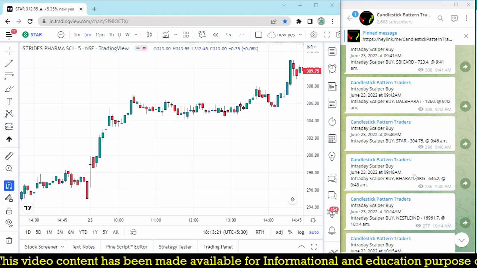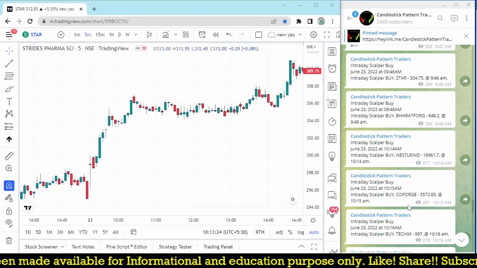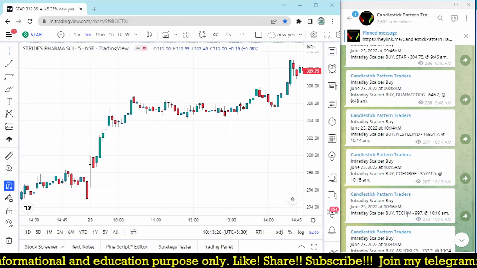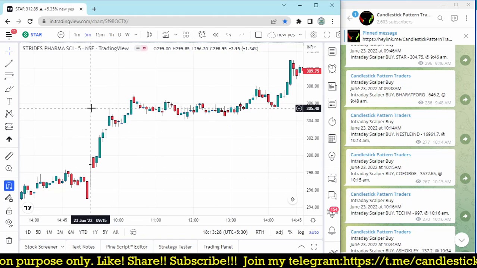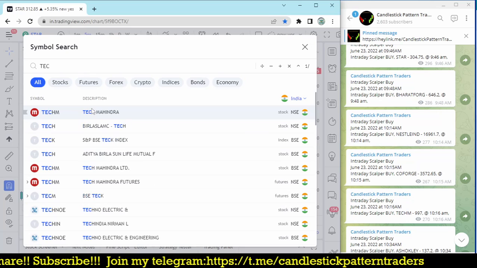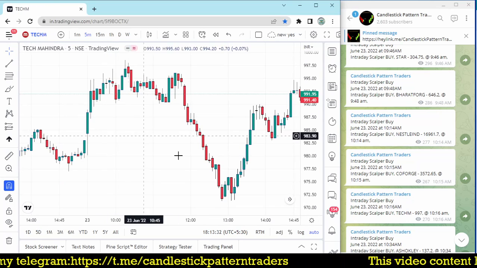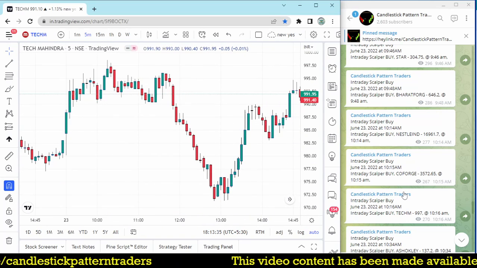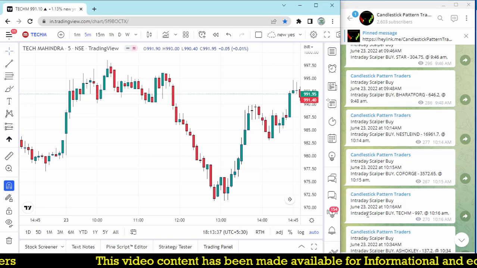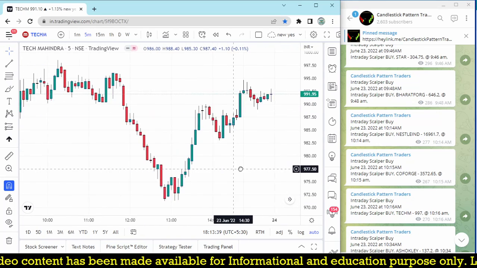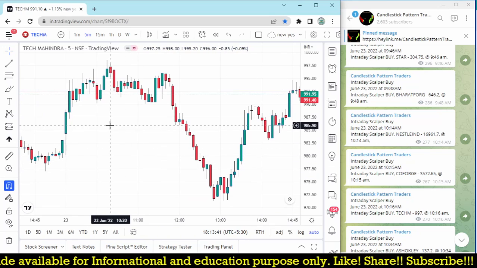And then Bharat Forge, Nestle, Go Forge, and Take Him. Take him, let's say, a lot of stocks you can go through and backtest. What happened for Take Him? Intraday scalper buy at 10:16. Okay, this may be the stop loss.